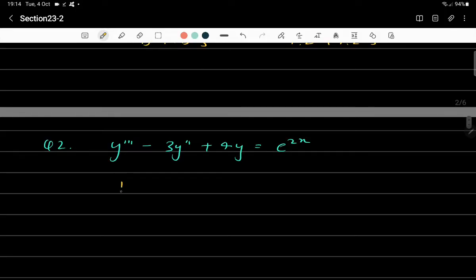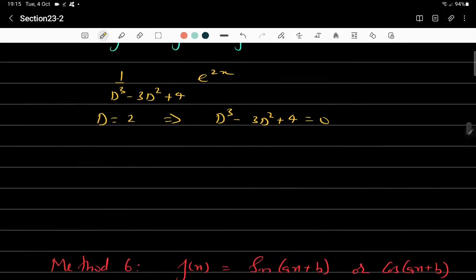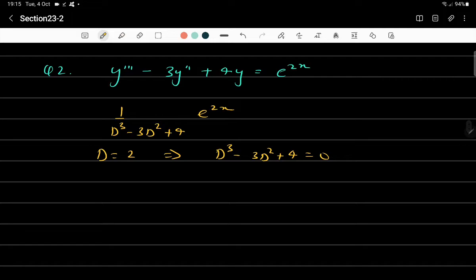The next is 1 by D cube minus 3D square plus 4 e raised to the power 2x. Again I will substitute D is equal to 2. D is equal to 2 implies D cube minus 3D square plus 4 is equal to 0. It means I should consider P dash a. So P dash a means I should differentiate it. So x and its differentiation is 3D square minus 6D, substituting D is equal to a because it's P dash a, and e raised to the power 2x. So again you can observe D is equal to a means D is equal to 2, better to write 2.